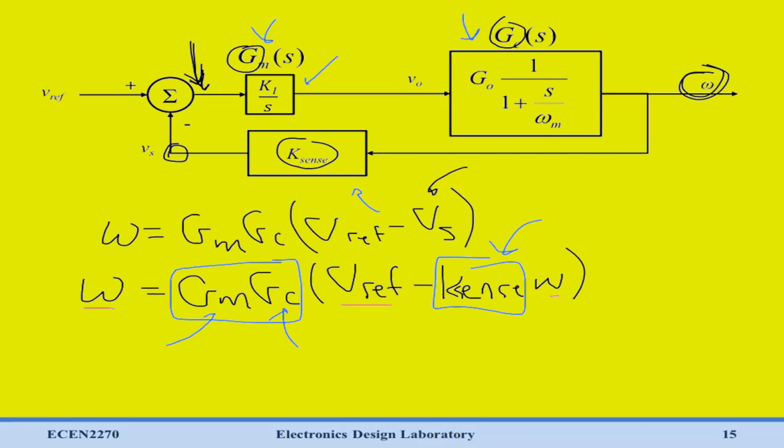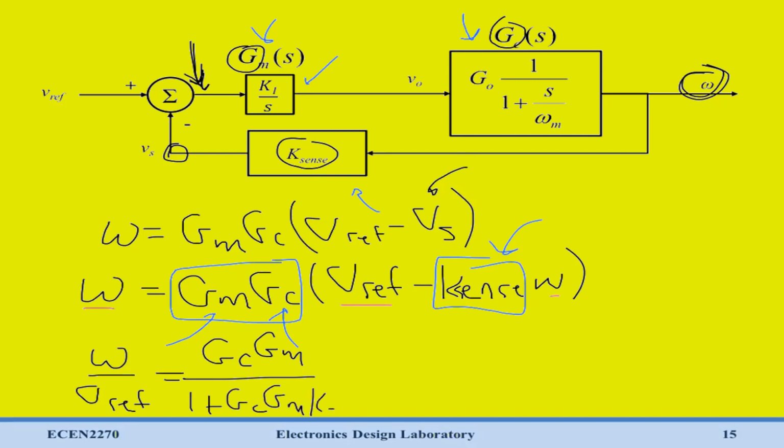Now we can simplify this a little bit. We can move omegas all over to the same side and just put this in terms of omega over Vref. And what we'll end up with is omega over Vref is equal to GC GM over 1 plus GC GM K-sense.